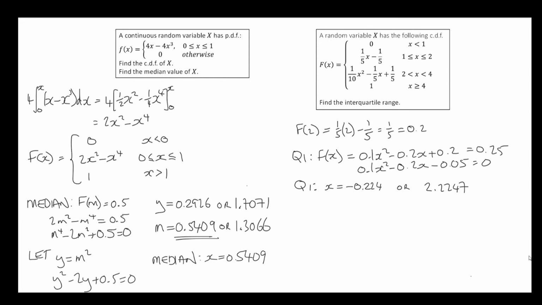Every time I get a set of values, I'm going to go back to the interval and consider which of those is going to make sense for the interval this function is valid for. This function is valid in between 2 and 4, so it must be the 2.2247.